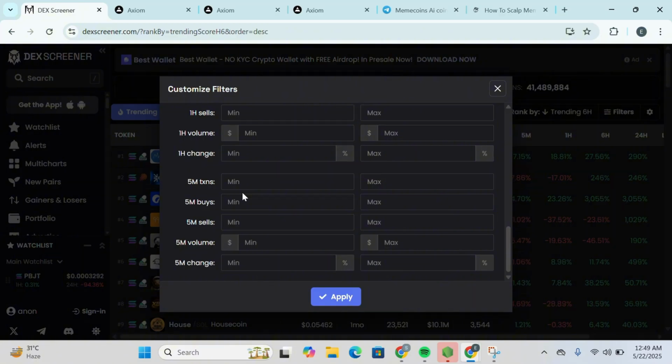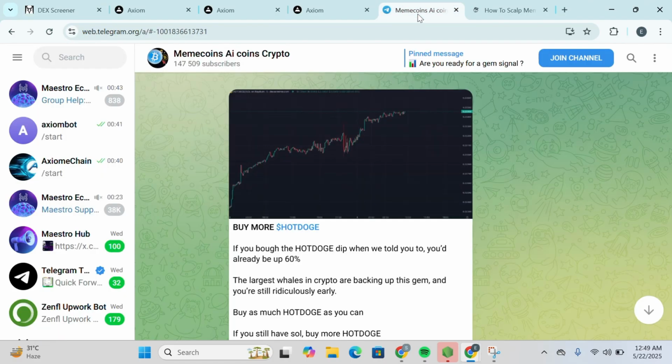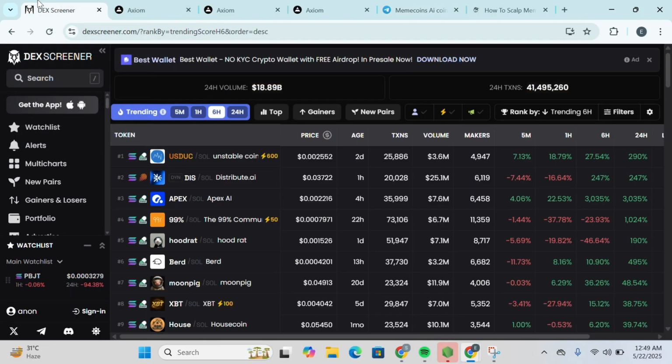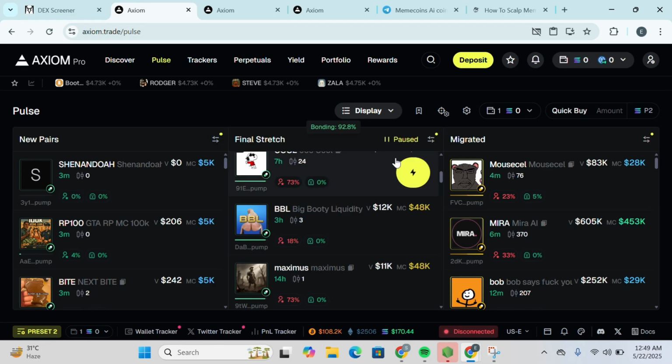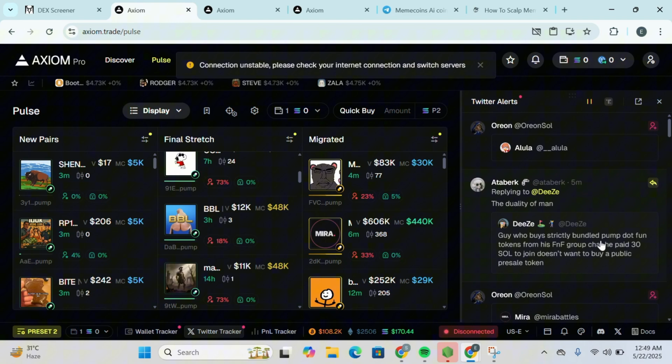Once you see something interesting, you're going to head over to your Telegram or your Twitter, whichever handle you want, and search for the token name and see what the community is saying. You can also join reliable Reddit communities, and you can head over to Axiom and see the Twitter tracking over here. Search for the token name and just see what the community is saying.